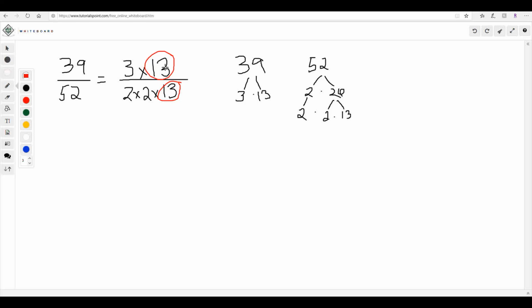Well, they share 13. So that's what you would do there. On C, it says, what is the greatest common factor, the GCF, of the numerator and denominator? Well, the greatest common factor is the only factor they have in common, which is 13. So C, the answer is 13. That's the greatest common factor.